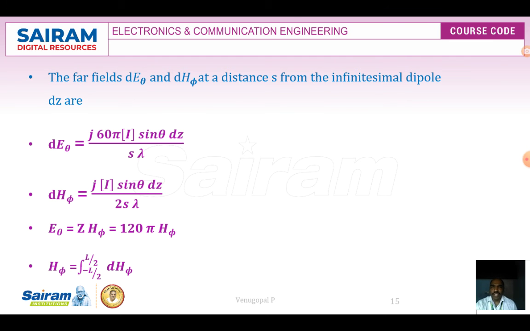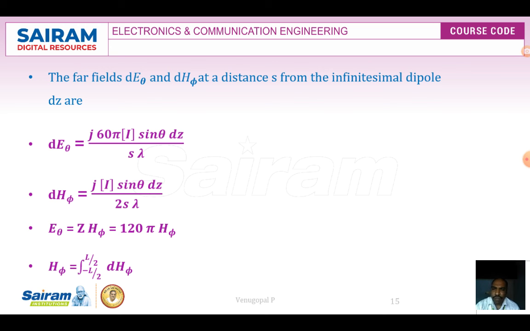Then the far fields dE theta and dH phi at a distance from the infinitesimal dipole dz are: dE theta is equal to j into 60π into I sin theta dz divided by s into lambda, and dH phi is equal to j into I sin theta dz by 2 s into lambda. We can find E theta from the relation Z into H phi. Z is equal to 120π, the intrinsic impedance of the uniform plane wave. Then E theta is equal to 120π into H phi. So by finding H phi, we can determine the electric field along the theta direction.